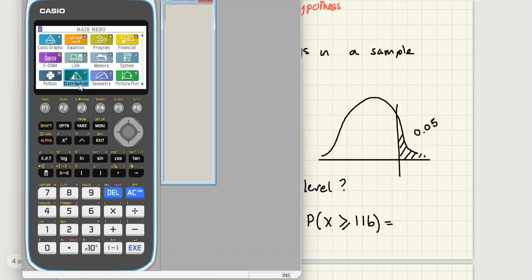Two ways to do it. Have you all got this distribution app on your calculator? If you don't, you can go online and update your operating software on the Casio website. It's worth doing it, and I'll show you both and you'll understand why.